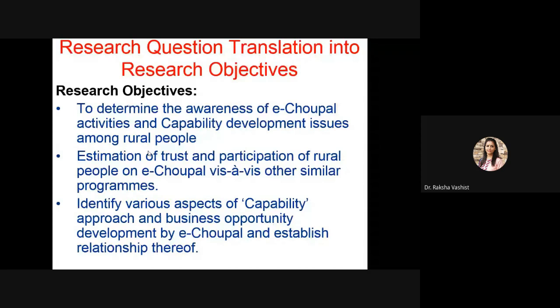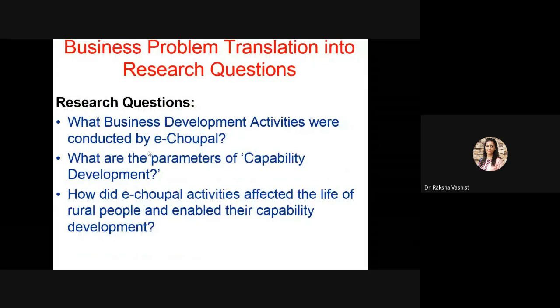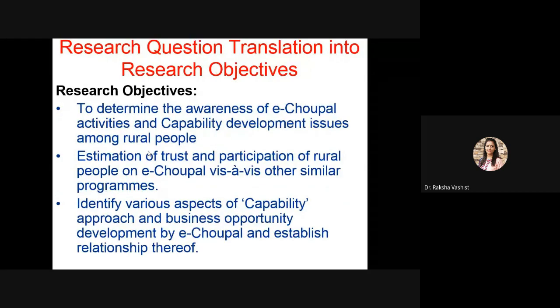This is basically based on the first research question: what business development activities were conducted by each OPAL? For that, we have set the objective that we have to determine the awareness of each OPAL's activities and capability development issues among rural people. All right. Estimation of trust and participation of rural people on each OPAL, right?